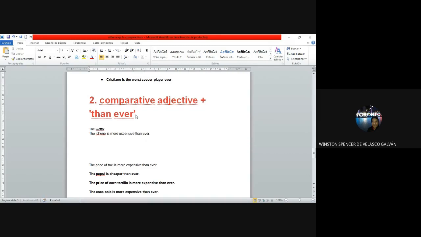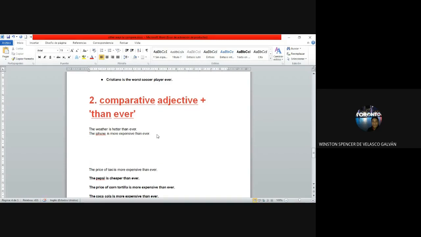The weather is hotter than ever. El clima está más caliente que nunca, ¿vale? Si salimos a las 2, 3 de la tarde, bueno, lo podemos comprobar. Ahí ya tenemos más ejercicios. Siguiente.